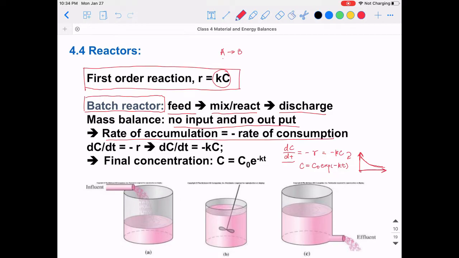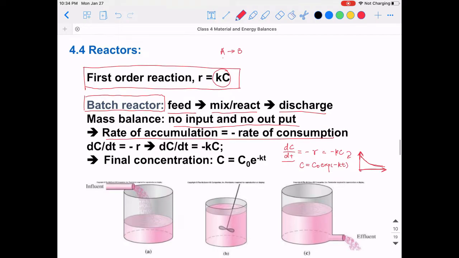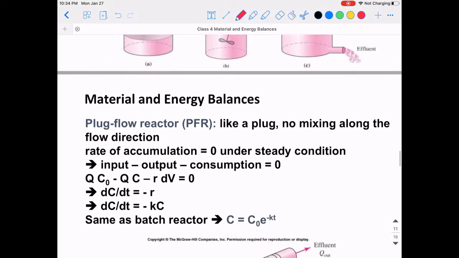But for a lot of engineering processes, we don't want batch reactions. For example, if we want to clarify the water from a stream, normally we don't want to collect all of this water and put it into a tank or a container, let it react, discharge, and then feed in, right? Because we want the water to be continuously processed. So this is where the other two types of reactors come into place.